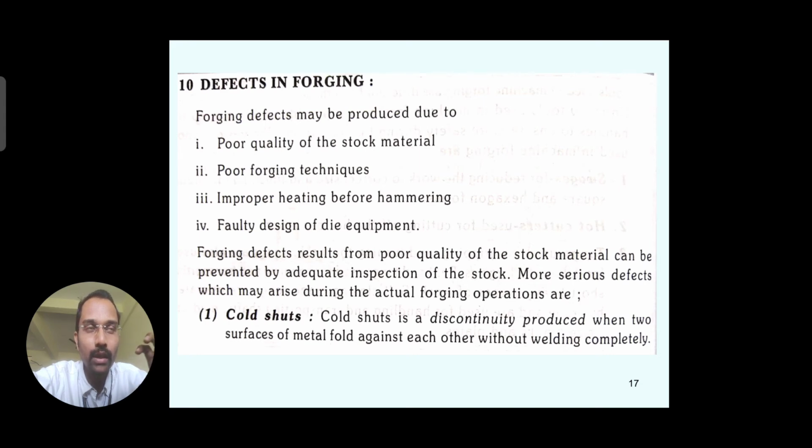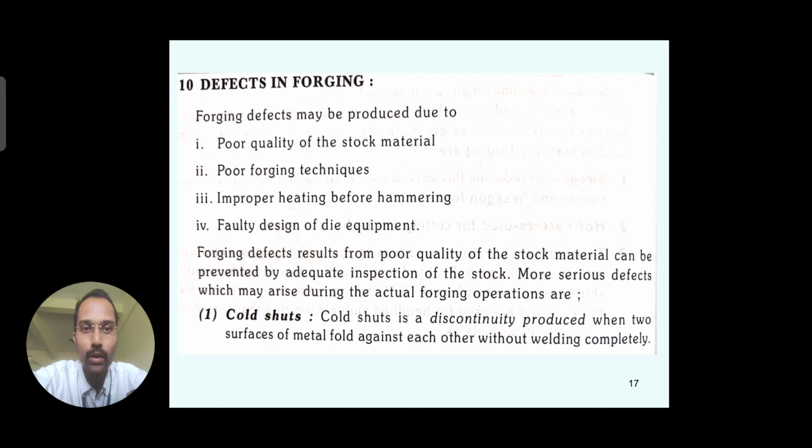There are press forges and machine equipment for pressing large hot workpieces, which is not done manually. There we use some dies. For that, if there are any faulty designs, we can get some defects in the forgings. Like that, a few of them we can discuss.